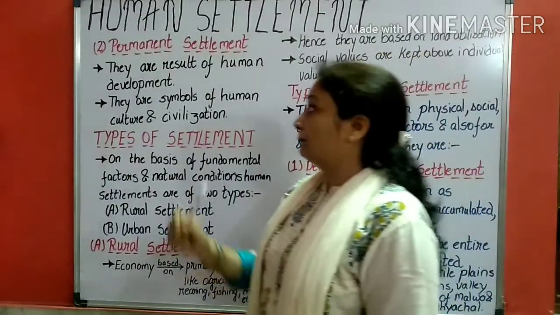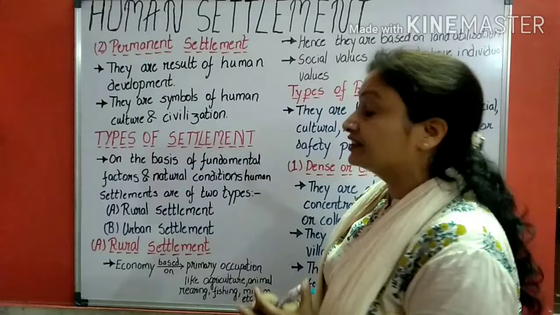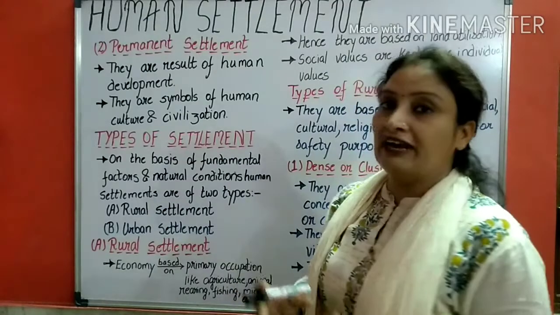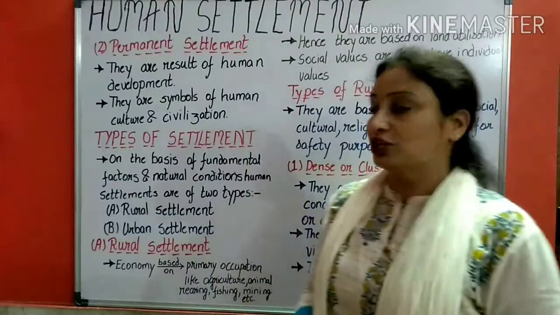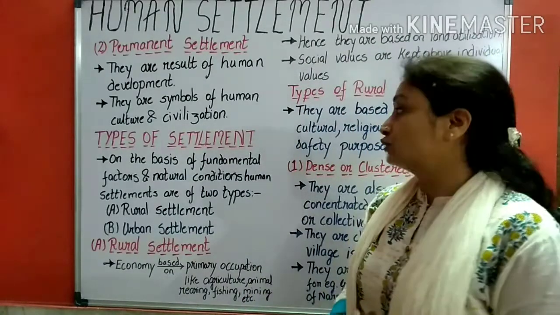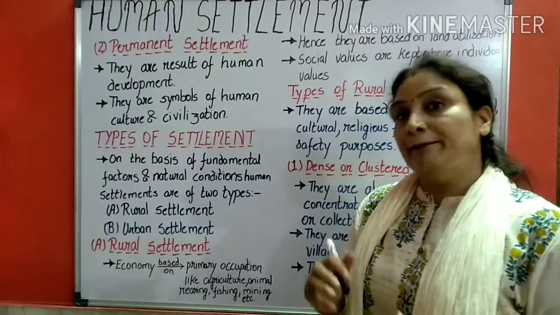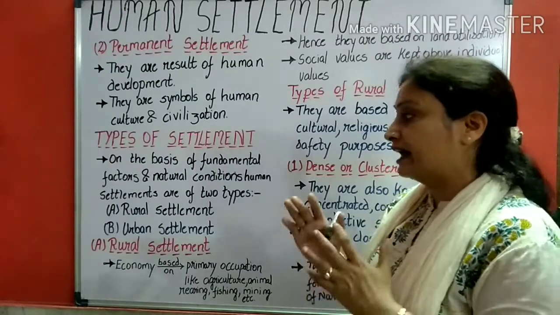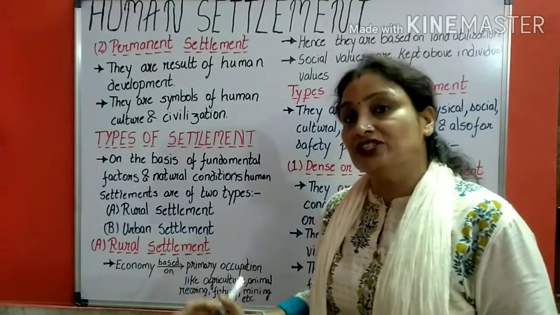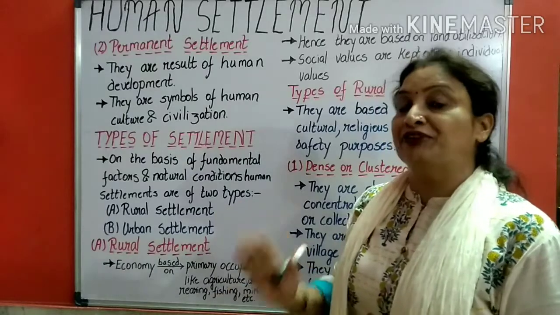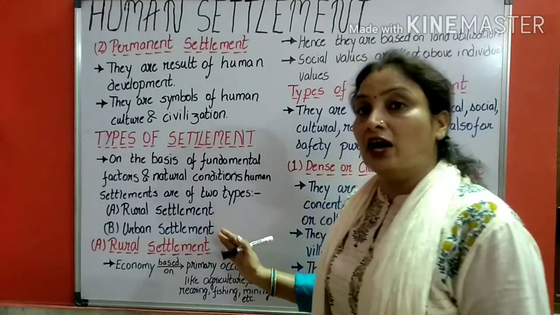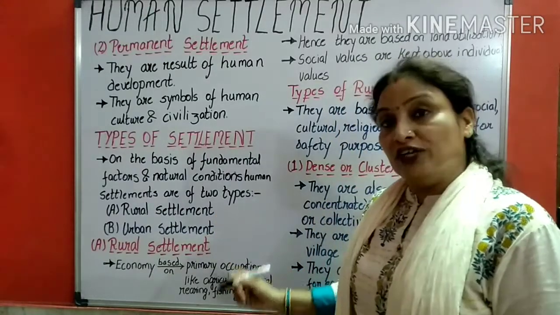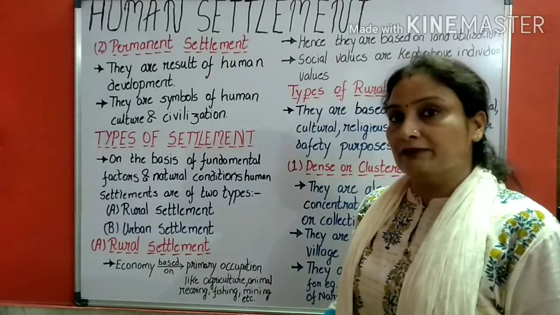Now we talk about the permanent settlement. They are the result of human development and they are the symbols of human culture and civilization. Now we talk about the types of settlement. On the basis of fundamental factors and natural conditions, human settlements are further divided into two broad categories: rural settlement and urban settlement. First of all, we will take rural settlement.